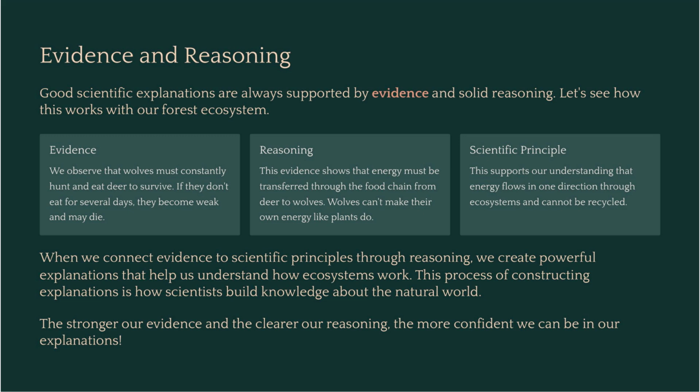The key to a strong explanation is using evidence and reasoning. For example, our evidence is that a wolf must eat to survive. Our reasoning is that this shows us that the wolf needs to get energy from another organism. This evidence and reasoning support the scientific principle of energy flow through a food chain.